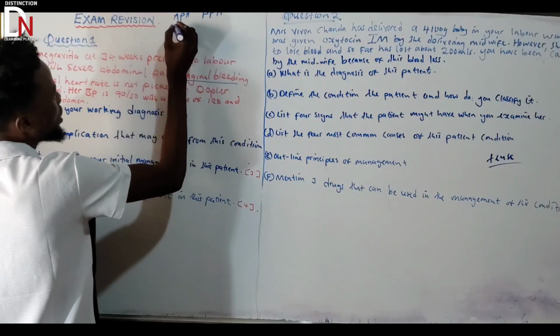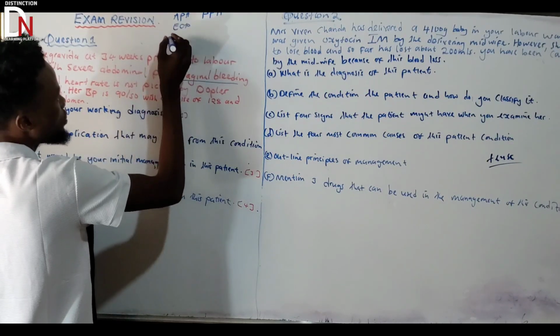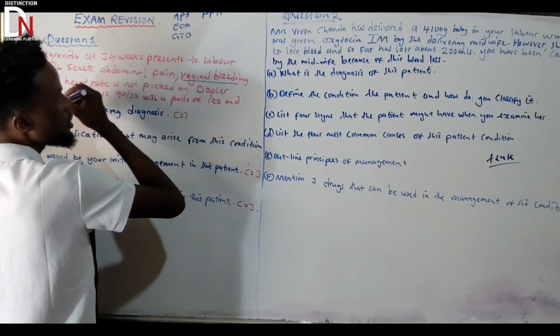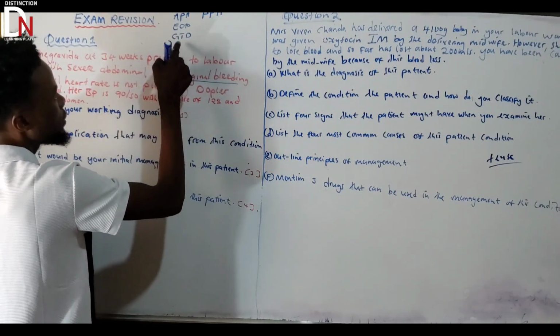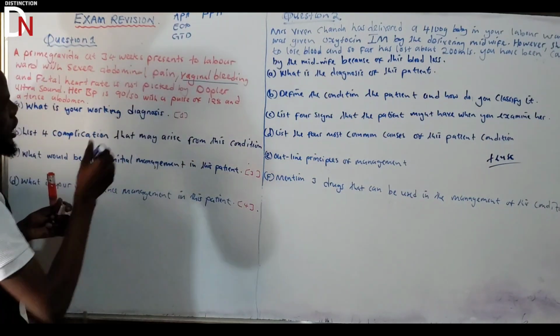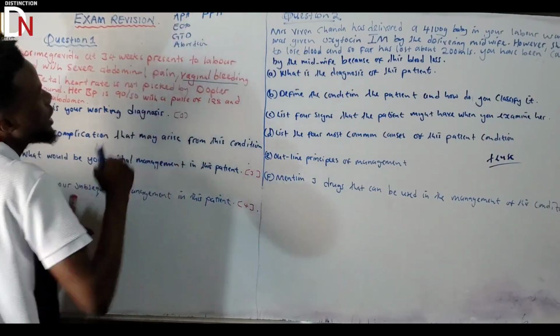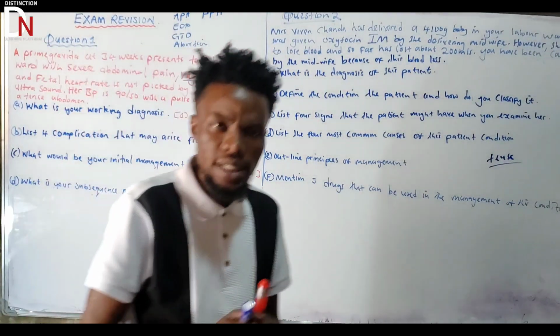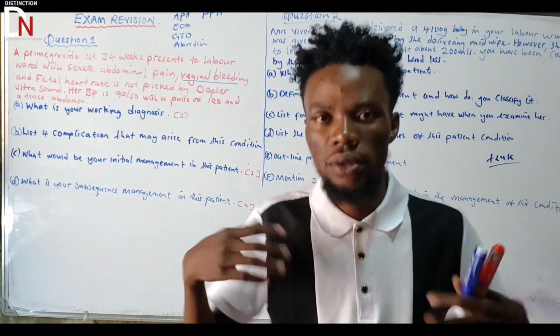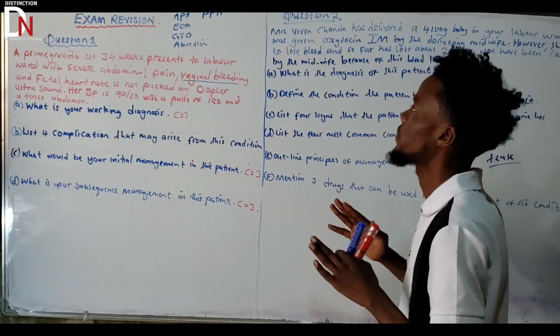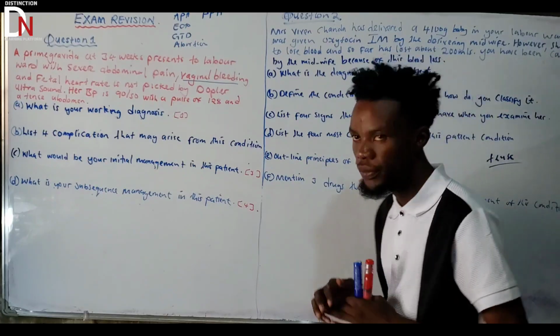There's also what we call ectopic pregnancy. There's also what we call gestational trophoblastic disease. What else? Okay. And the other one is abortion. As you can see, there are a lot of cases that can cause vaginal bleeding. Although there are others apart from that, these are common cases that you can encounter.